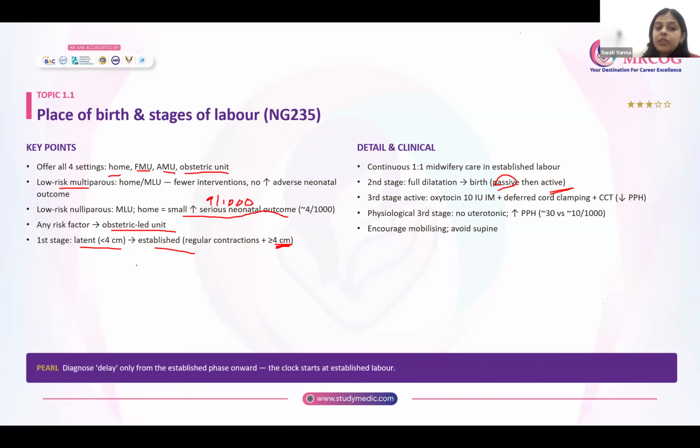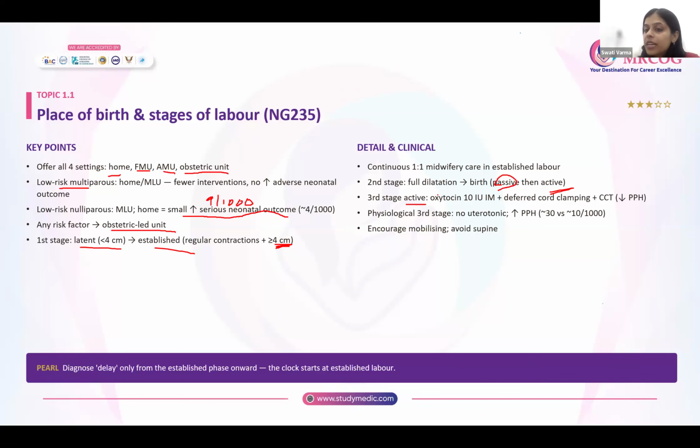Again, there might be delay in first stage. There might be delay in second stage. We will look at that later. Then comes the third stage. Third stage lasts between delivery of the baby and delivery of the placenta. Active management is usually offered unless and until the lady refuses.